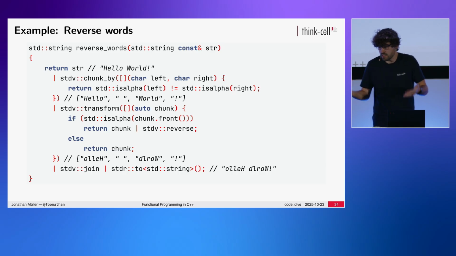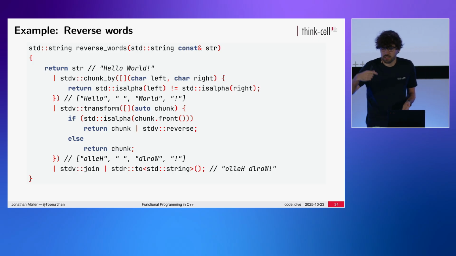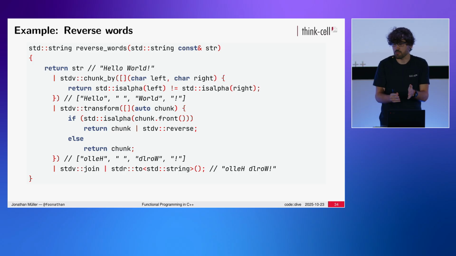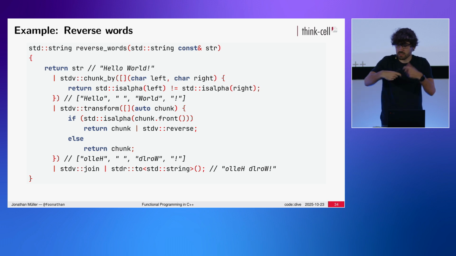And then we're essentially done. We just need to massage it into the correct form by joining all the chunks back together. So the result of the chunk_by is a range of ranges, and join takes a range of ranges and returns a single range. And again, this happens lazily. So as you iterate over the range of ranges, join will just silently flatten it out.